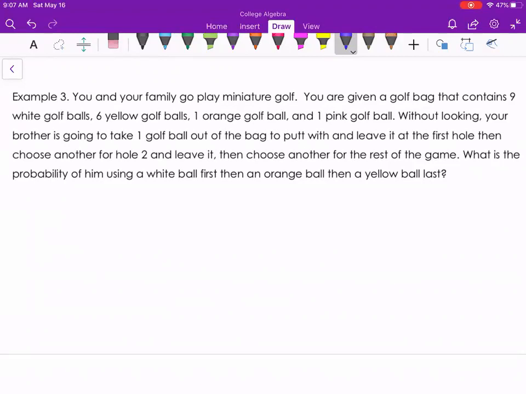Then he chooses another one for hole 2 and leaves it. So now the total's changed again. And another one for the rest of the game. What is the probability of him using a white ball first? There's our clue here. We're looking for the white ball first, then an orange ball, and then a yellow for the last one. So white times the probability of the orange times the probability of the yellow.